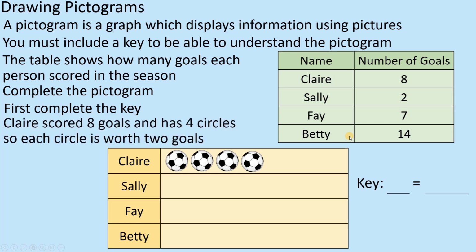Okay, so first complete the key. So there we go, 1 football represents 2 goals. Alright, so that's where we've got that bit from. You need the first bit of information from the graph, relating that to the table. Alright, so now we complete the rest of it.